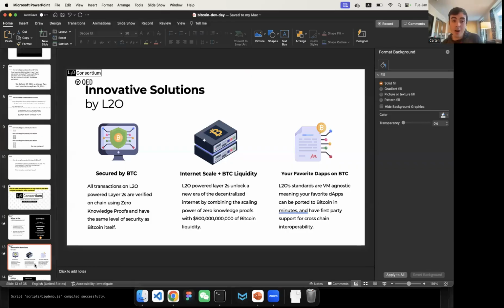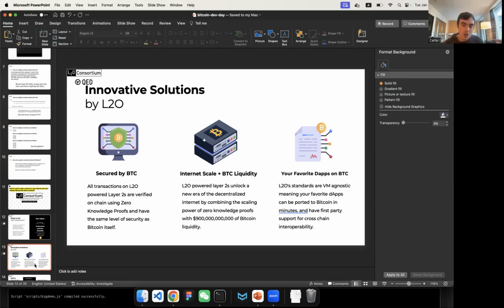And our L2O powered layer 2s really unlock a new era of decentralized computing, because, for the first time, you can build essentially unlimitedly complex applications, since, of course, if you want to have a ZK circuit with 1,000,000 constraints or 1,000,000,000 constraints, we can actually compress that into a single Groth-16 proof, which is of constant size. And we can combine all that computing power with $900 billion of Bitcoin liquidity. So you can build DeFi, you can build staking, you can build earning, whatever you want on Bitcoin using L2O without any security compromises, right?